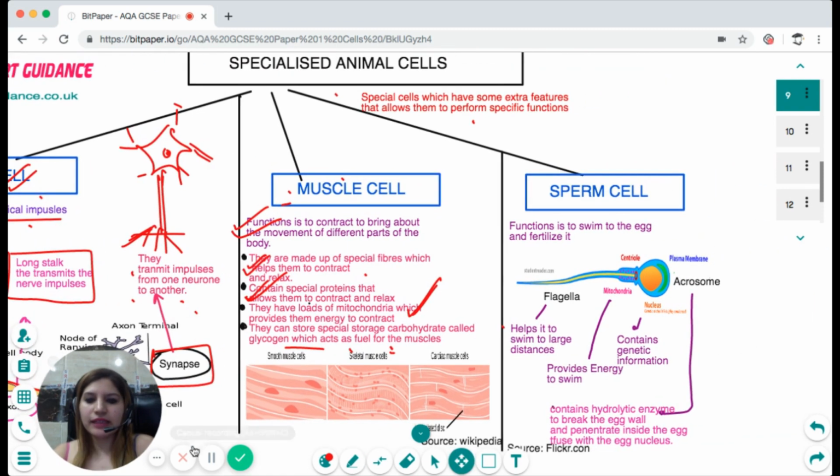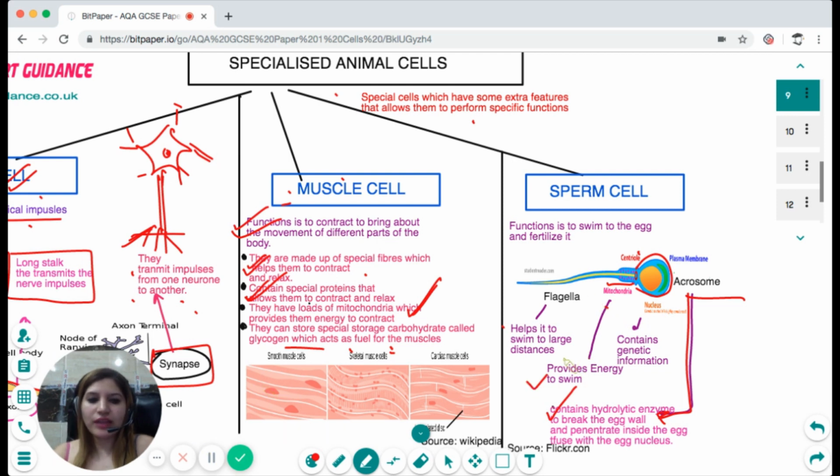Next is the sperm cell. Now, if you look at the sperm cell, it looks like this. At the top, there's a head which has an acrosome, and this acrosome contains hydrolytic enzyme which breaks the egg cell wall and penetrates inside the egg to fuse with the egg nucleus. The middle piece has mitochondria. The mitochondria provide the energy to swim. The nucleus contains the genetic information, and the flagella is a tail-like structure which helps it to swim to large distances. So I hope this is clear, and you should be able to label this, like what is an acrosome with its function. Okay, the flagella with its function. So you should know the different components of a cell along with their functions.